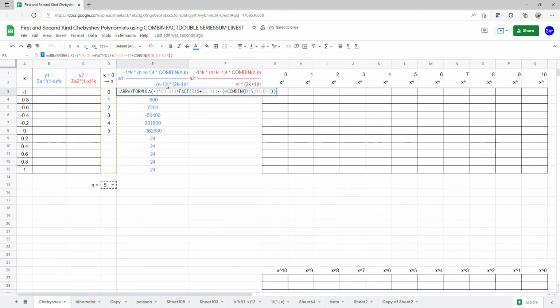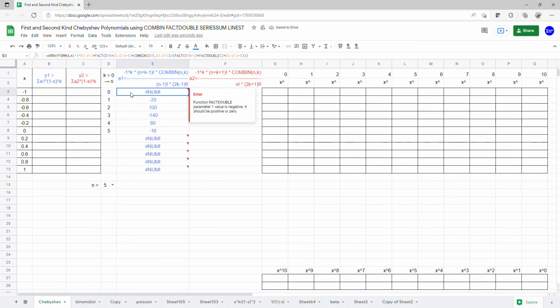We continue with the denominator. Now that we have the numerator, the denominator has two parts. The first part is factorial n minus 1. That's the first part. The second part is double factorial 2k minus 1. So fact double 2 times k minus 1. And enter.